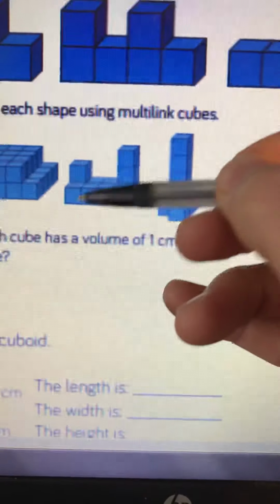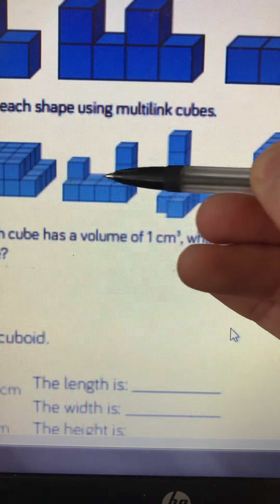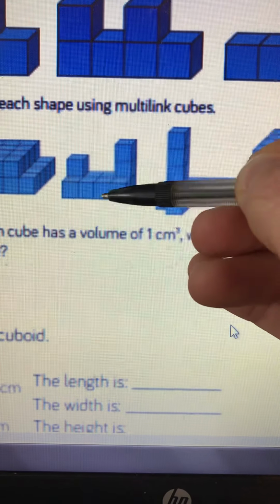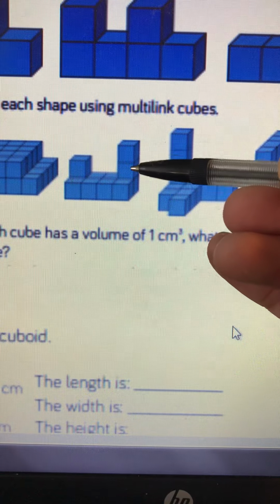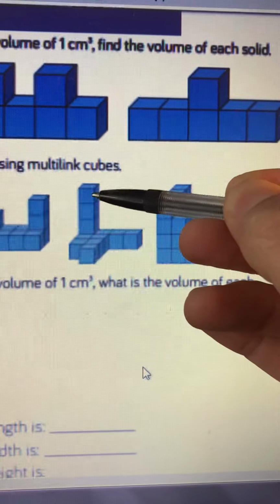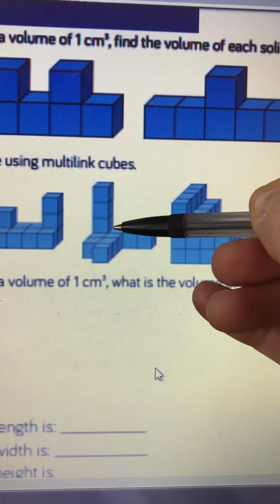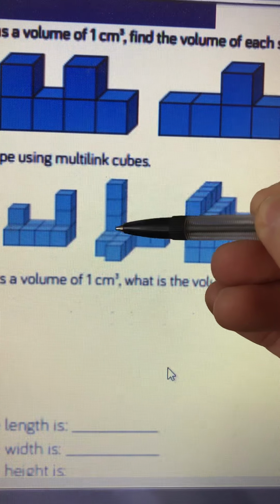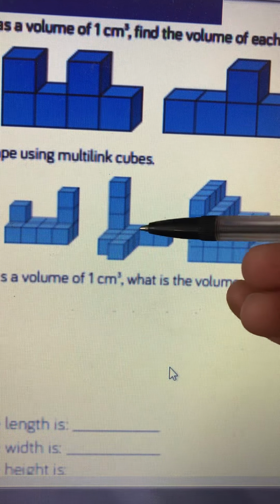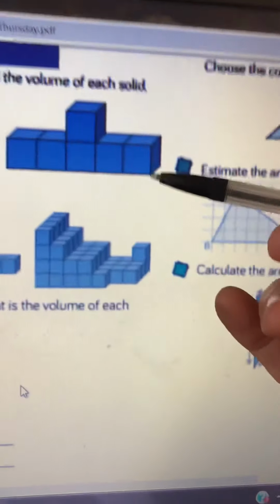Same over here. I've got 1, 2, 3, 4, so there must be another 4 in there. 1, 2, 3, and the one that's under there would be another 4, so that's 8, 9, 10, 11. We get 11 centimetres cubed for that one. Here, I can see 3 of the tower, but there must be one underneath it to support it. So that tower in the corner there is going to be 4, 5, 6, 7, 8, 9, 10, 11, 12. I think 12 centimetres cubed there.